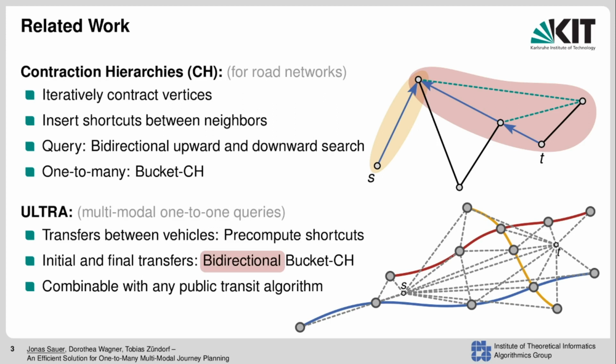Now the problem with Ultra, if we want to use it in a one-to-many context, is that the exploration of initial and final transfers is inherently bidirectional because we have to perform a backward search from the target vertex T, and if we have multiple target vertices, this is no longer feasible.